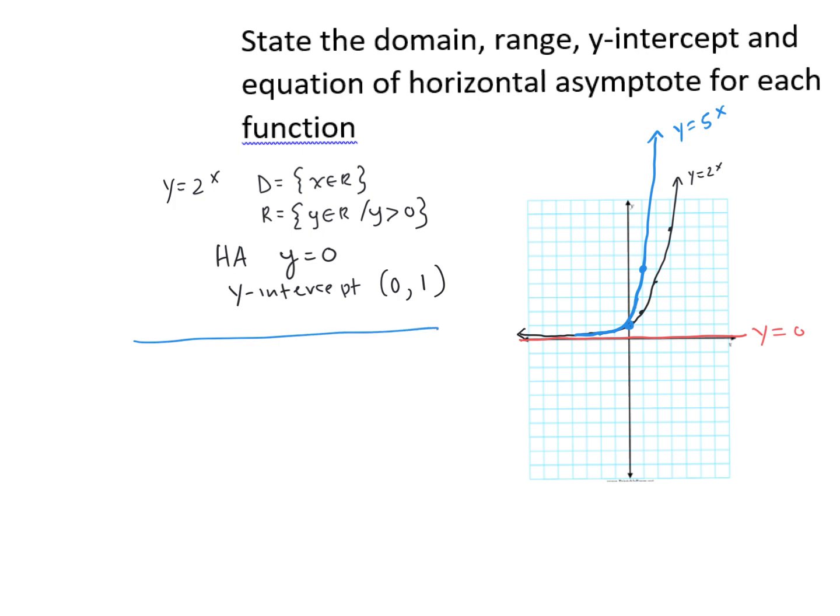So if we're talking about the properties of 5 to the x, everything is going to remain the same. The domain is still any real number. The graph still stays above 0, so y is greater than 0. The horizontal asymptote is still the x-axis, or y is 0, and the y-intercept is still 0, 1.